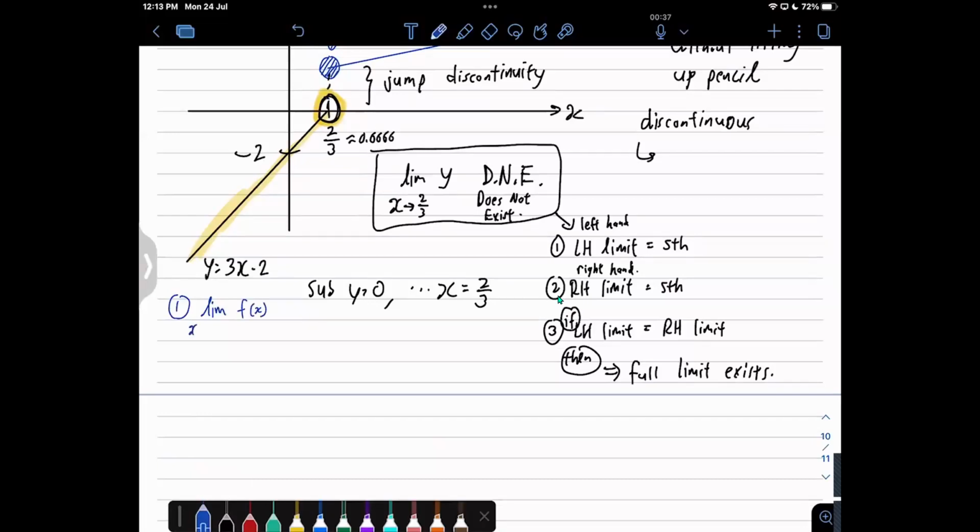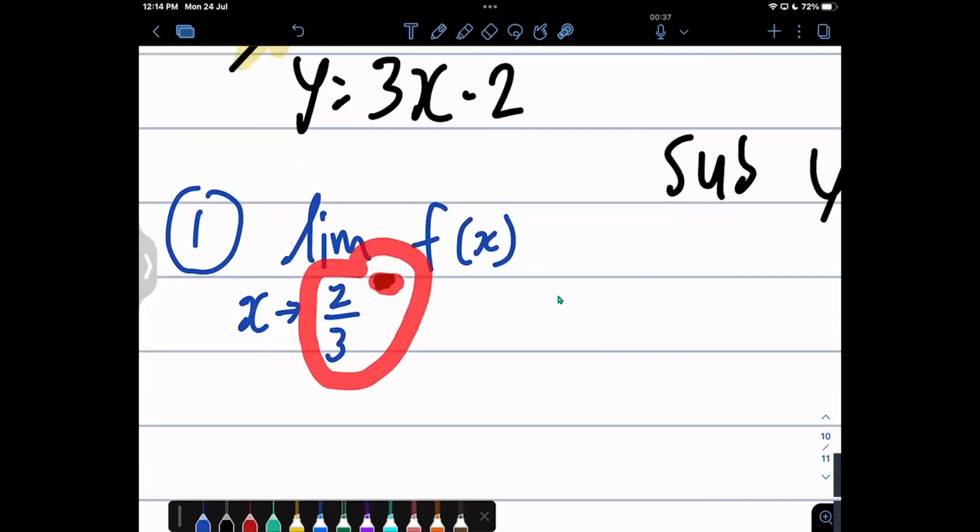You take the x as it approaches 2 over 3, but you put a small little minus sign at the top right corner. Do you see that? 2 over 3 with a minus at the top right corner? Can or not? Is that okay?